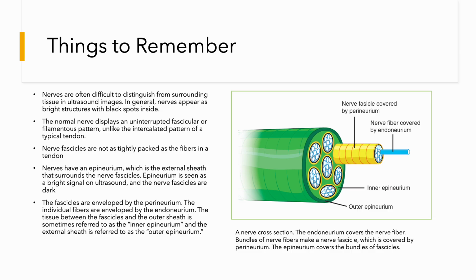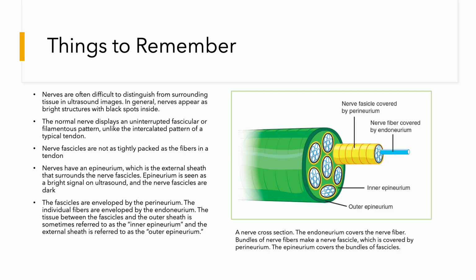So we have some different things that we need to review here just to ensure that we don't forget them. Nerves are going to often be difficult to distinguish from surrounding tissue in ultrasound images, okay? In general, nerves are going to appear as bright structures with black spots inside, okay? The normal nerve displays an uninterrupted vesicular or filamentous pattern, unlike the intercalated pattern of a typical tendon, all right?